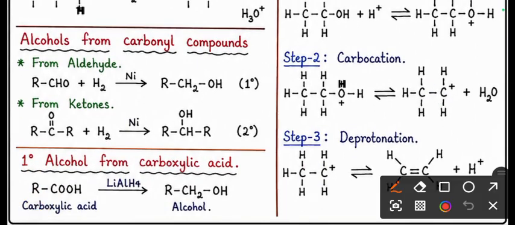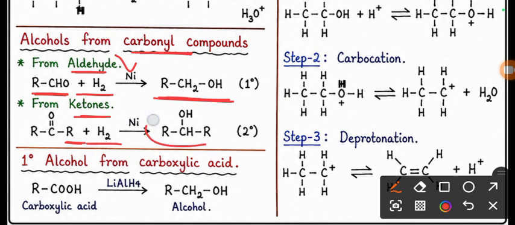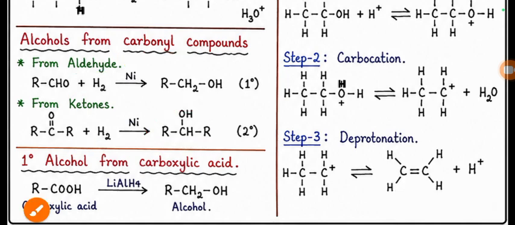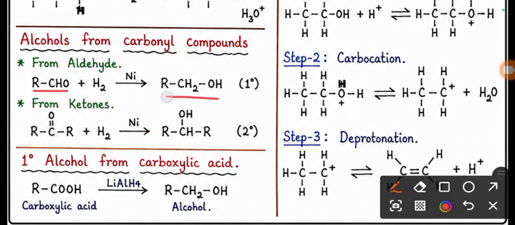Then one more is the preparation of alcohol from carbonyl compounds, also a very repeated question. Carbonyl compounds like aldehyde, when they undergo reduction in the presence of catalyst nickel, give primary alcohol. Aldehyde gives primary alcohol, remember. And the second carbonyl compound, ketone, on reduction gives secondary alcohol. So remember, aldehyde gives primary alcohol and ketone gives secondary alcohol.